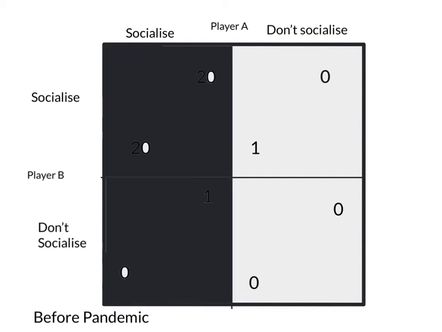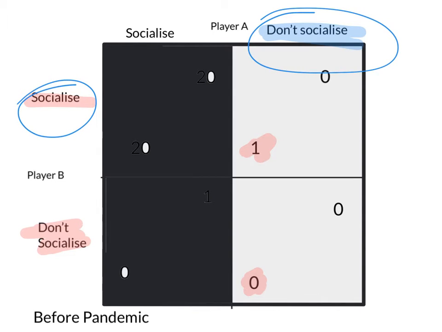Let's just check that there aren't any other Nash equilibria of this game. To see that, let's assume that player B thinks that player A is going to choose not to socialise. What will player B want to do? Well, if player B chooses to socialise, they get a payoff of 1. If player B also chooses to stay at home and not socialise, they get a payoff of 0. So in this situation, player B is going to choose to socialise, even if they believe that player A is going to choose not to socialise, because they get a payoff of 1 rather than 0.